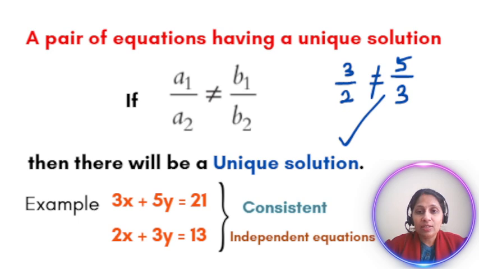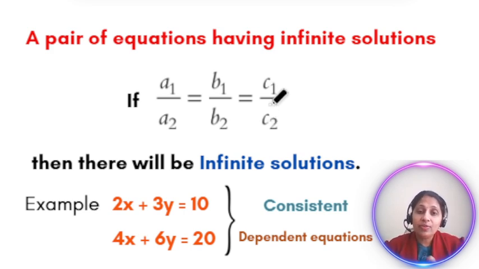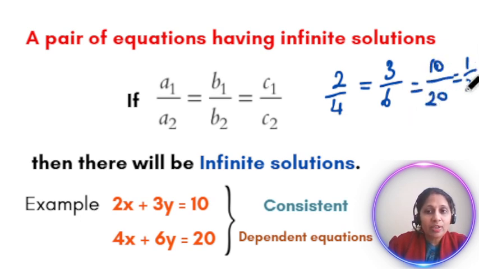Now going to the second one. Now suppose a1 by a2 equals b1 by b2. If this is the same, and also the third one, the ratio of the constant terms, is also the same. Literally, the ratio of every coefficient as well as the constant terms is the same. Then there will be infinitely many solutions, which is nothing but they are just overlapping. For example, in this example, 2 by 4 equals 3 by 6 equals 10 by 20, which is basically 1 by 2 for everything.